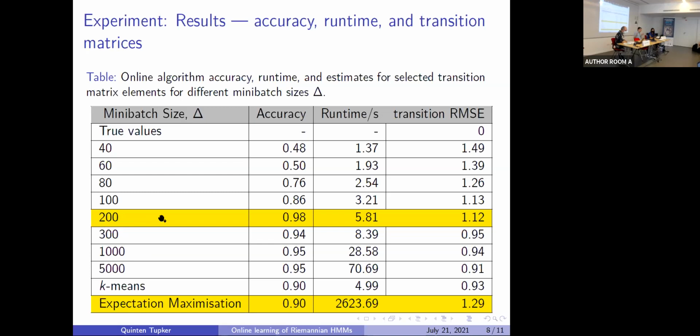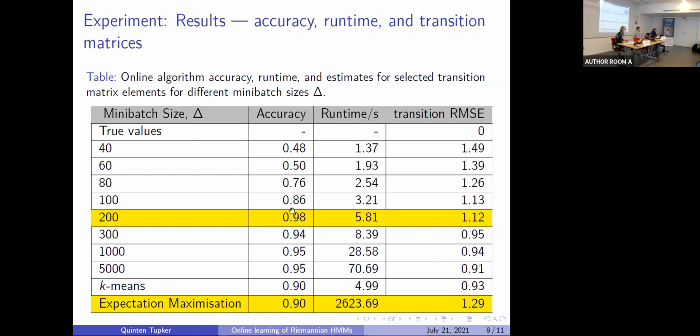For the Markov model aspect of the results, one way to quantify the error in the performance of the Markov model is to look at the transition matrices. And in our case, a simple measure would be to look at the element-wise root mean square error between the transition matrices. So here we see a slight improvement for the online algorithm, although some more work can be done.